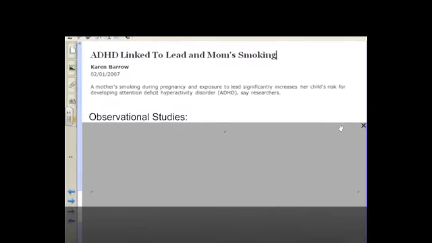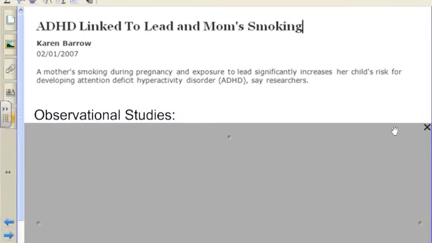All right, so we're starting into chapter 13 today, which has two big ideas in it: experiments and observational studies. I just wanted to share a line from an article I found from 2007. It says, ADHD linked to lead and mom smoking. A mother smoking during pregnancy and exposure to lead significantly increases her child's risk for developing attention deficit hyperactivity disorder, say researchers. This is what's referred to as an observational study.